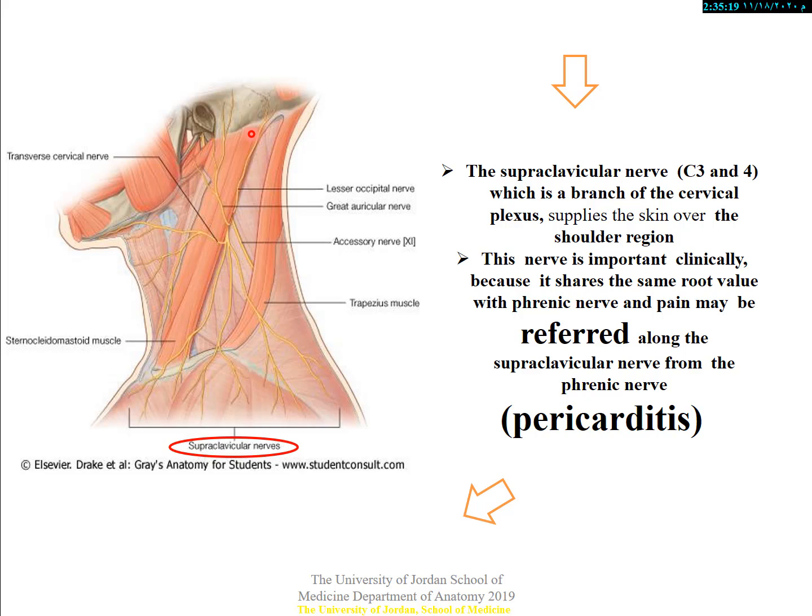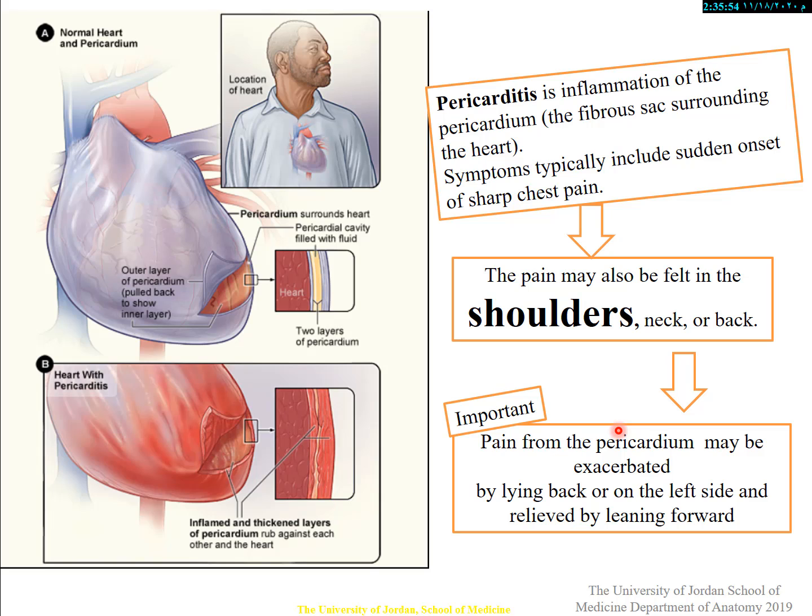Let me read this to you. The supraclavicular nerve C3, C4, which is a branch of the cervical plexus, supplies the skin over the shoulder region. This nerve is important clinically because it shares the same root value with the phrenic nerve, and pain may be referred along the supraclavicular nerve from the phrenic nerve in pericarditis.